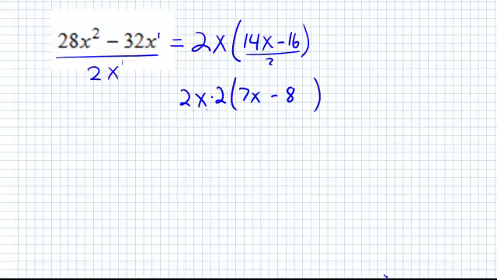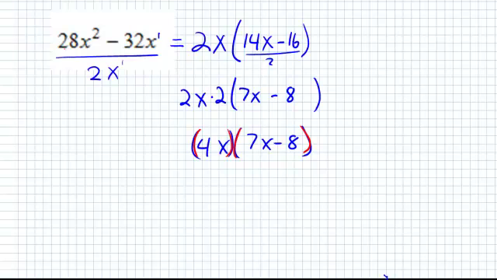So this is going to be 2 times 2 is 4x times 7x minus 8. And I like to throw my 2 parentheses in there so I can see clearly that this is 2 things multiplied by each other. So now I'm in factored form. 4x and the quantity 7x minus 8. When I multiply them together, it gives me the quantity 28x squared minus 32x.